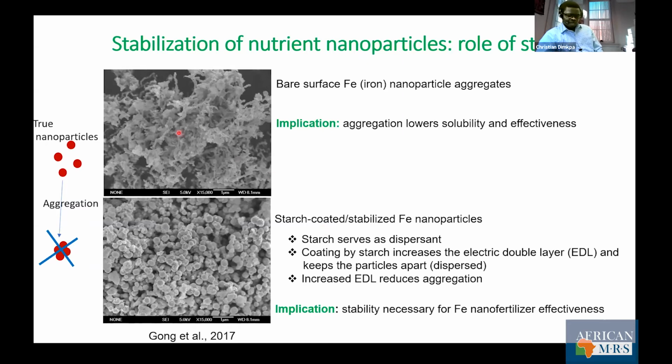You can compare these bulk particles here to the individual nanoparticles here. This product will be more effective as a fertilizer compared to this product because they're small. The plants can take them up directly, or they can dissolve in a more efficient way compared to this product here.